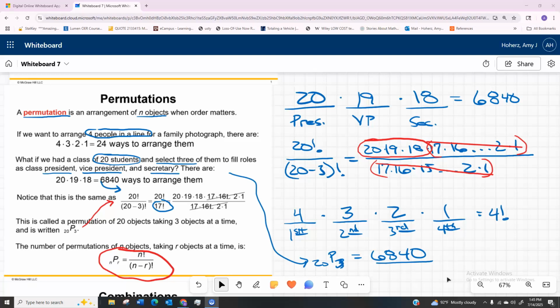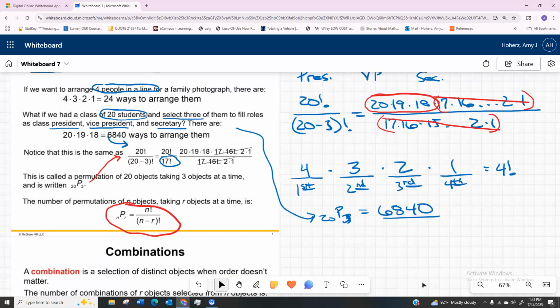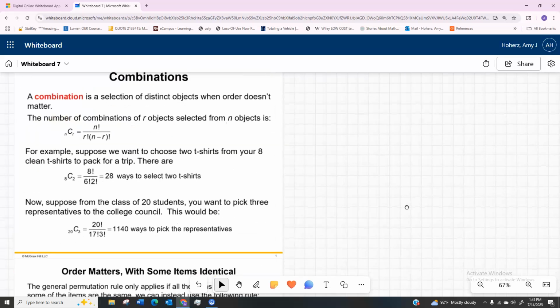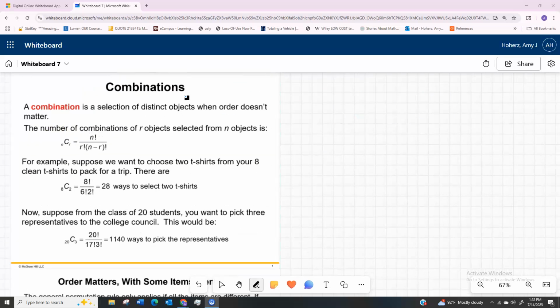Okay, so again, the key things for a permutation is you can't put things back in. When you place an object, that object is out, so there's no replacement. And then also the order matters for permutations. Now, if we go to combinations, it's the same situation, but with combinations, the order does not matter.